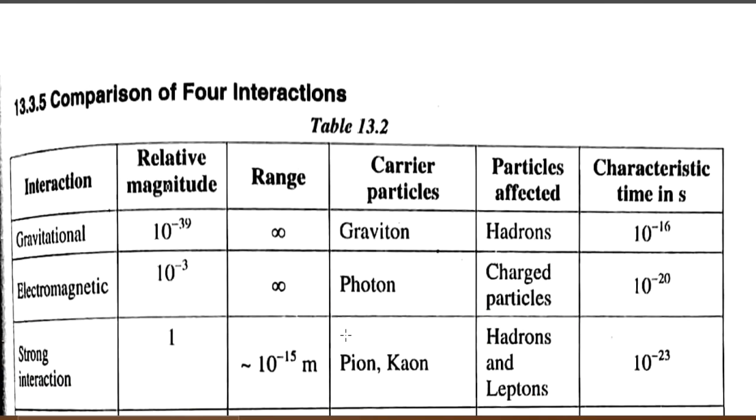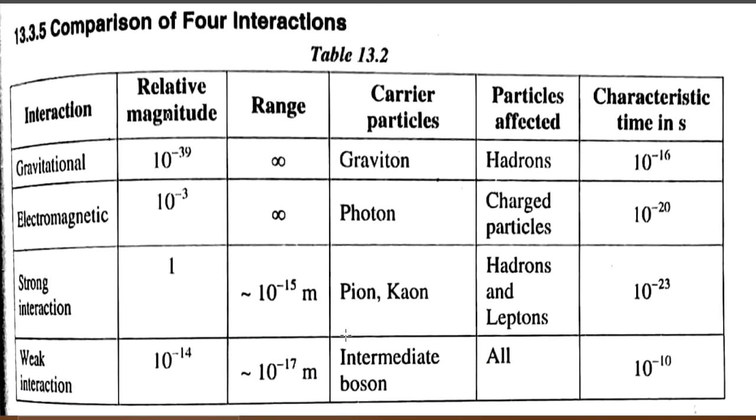Now, comparison of four interactions. Already we have discussed all the four interactions in the earlier classes: gravitational interaction, electromagnetic interaction, strong interaction, and weak interaction. The relative magnitude: gravitational 10 power minus 39, electromagnetic 10 power minus 3, strong interaction 1. That means if we compare strong interaction and gravitational interaction, the ratio is 1:10 power minus 39. Similarly, strong interaction to weak interaction, 1:10 power minus 14. That's how you should compare the relative magnitude.